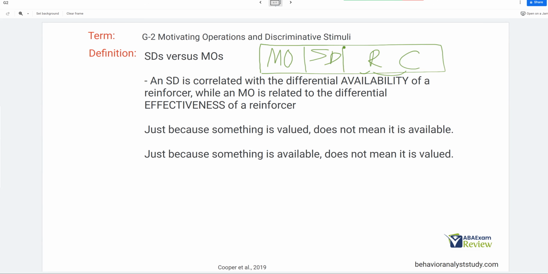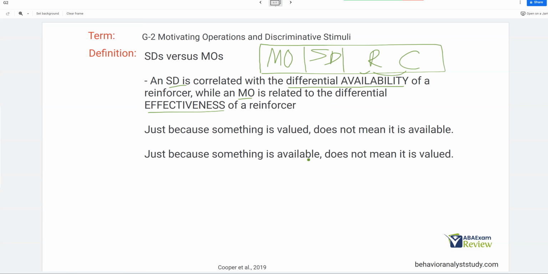If I have a motivating operation where it increases the value of a consequence and the behavior is ready to happen, what's missing? Well, it has to be available. That consequence has to be available. And that's where the SD comes in. The SD is correlated with differential availability, while an MO is related to effectiveness. Just because something is going to be effective does not make it available. Just because something is available does not mean it's valued. And so it's important that if that motivation is there, there's got to be SDs signaling the consequence is available. You can see how these start to work together.